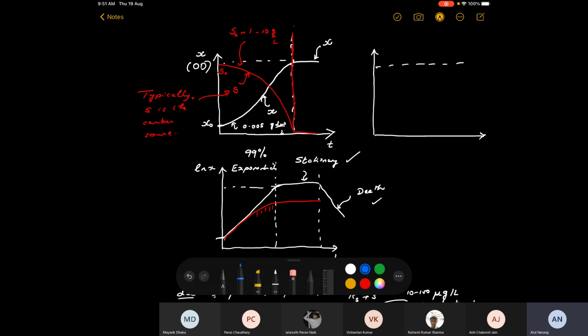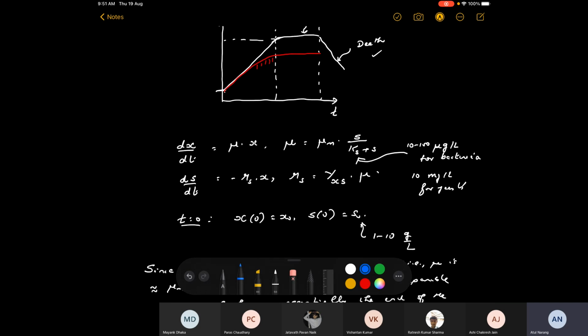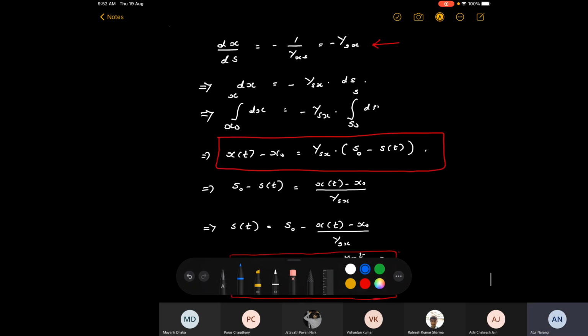this red vertical line. Once S has fallen to those low values comparable to Ks, the model is valid, but our approximation mu equal to mu m is no longer valid. If we keep using the model in an obstinate way, well beyond the point where it is valid, we should not be surprised if we start getting weird results. We can only use it up to the point where S is much bigger than Ks. That is the reason why.